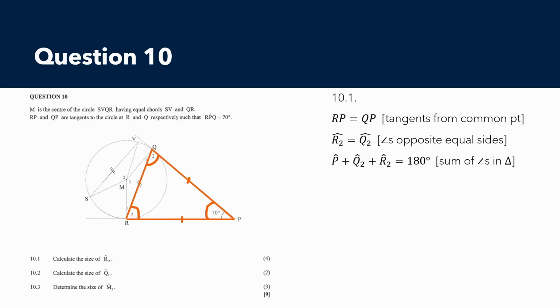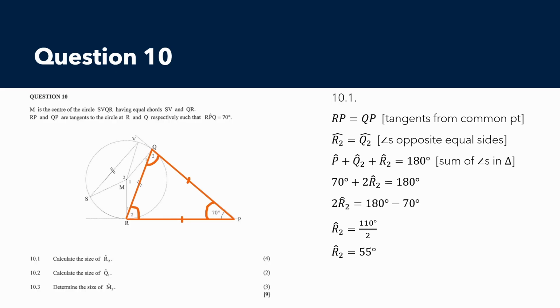Moving on, I went on to substitute in everything I know in my triangle. Angle P plus angle Q2 plus angle R2 is equal to 180 degrees. Reason: sum of angles in a triangle, and you can also see the triangle in question on the left hand side. Substituting in everything I know, 70 degrees plus 2 angle R2 is equal to 180 degrees. And hence 2 angle R2 is equal to 180 degrees minus 70 degrees. And hence R2 is equal to 110 degrees divided by 2, which is equal to 55 degrees.